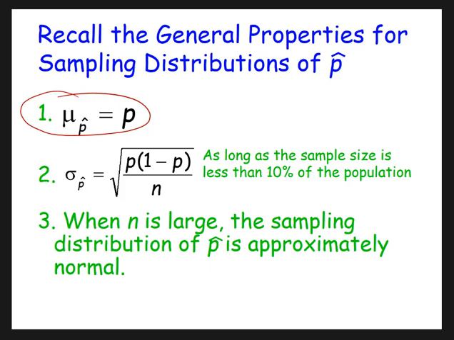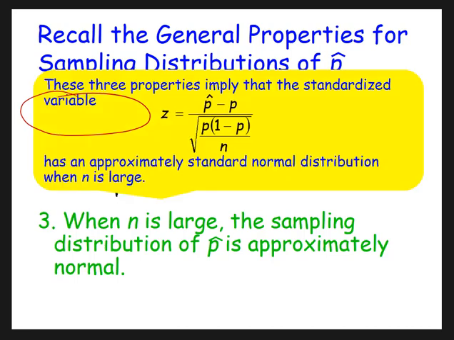When n is large, the sampling distribution of p hat is approximately normal. So n has to be large enough, remember, so that n times p is greater than or equal to 10, and n times 1 minus p is greater than or equal to 10. So that means we're basically looking at that standardized value for our sample proportion or sample result.